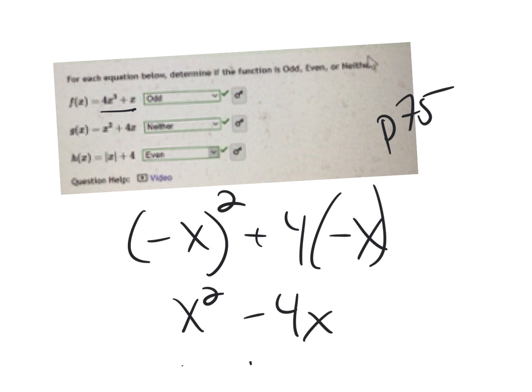I strongly encourage you to think about it by dropping in this negative x thing. And I hope this was an explanation that helps you.